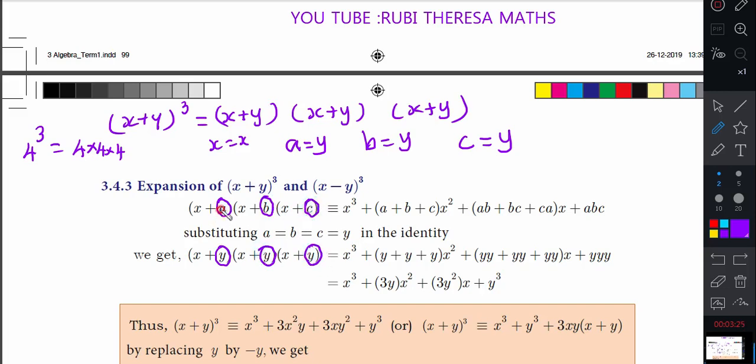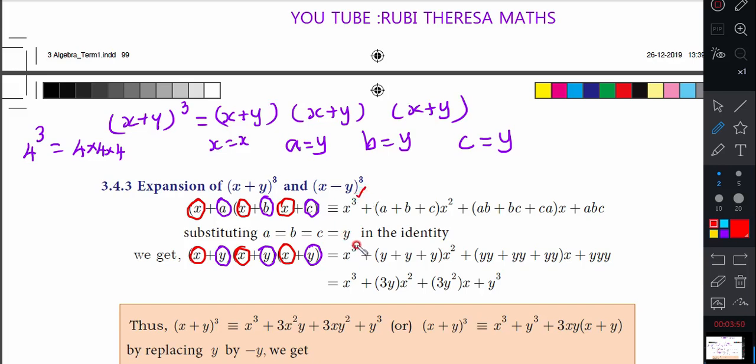Listen carefully, here we are taking the formula (x plus a) into (x plus b) into (x plus c). Product of 3 binomials. In the place of x, there is no change, x only comes. Do you follow everyone of you? In the place of x, same x only. So, a equal to b equal to c equal to y.